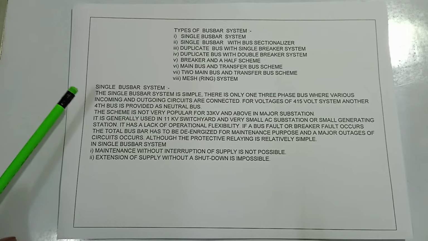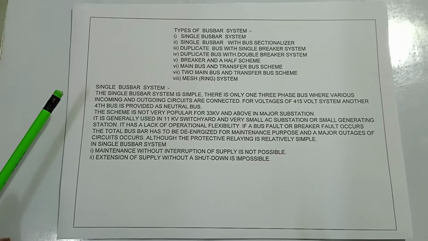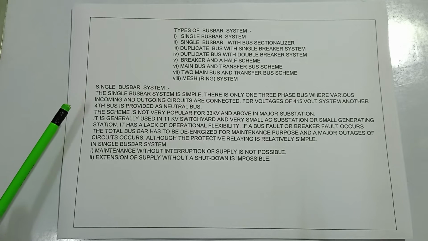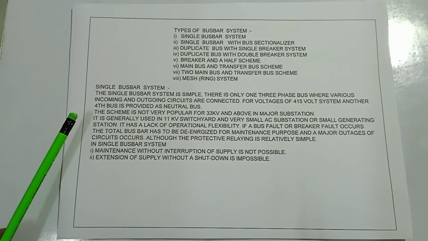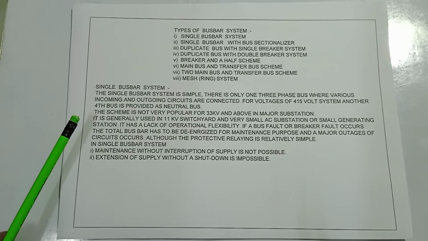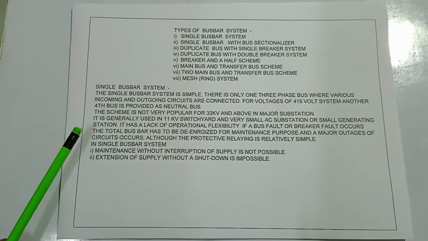Single busbar system. The single busbar system is simple. There is only one three-phase bus where various incoming and outgoing circuits are connected. For voltages of 415 volt system, a fourth bus is provided as neutral bus. The scheme is not very popular for 33 kV and above in major substations. It is generally used in 11 kV switchyards and very small AC substations or small generating stations.